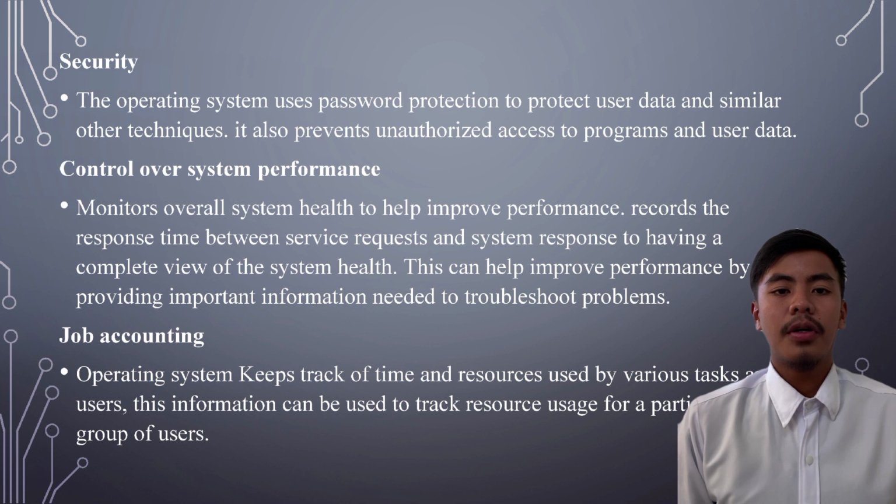Control over system performance. The OS monitors overall system health to improve performance. It records the response time between a service request and system response to have a complete view of the system health. This can help improve performance by providing important information needed to troubleshoot problems. Job accounting. The operating system keeps track of time and resources used by various tasks and users. This information can be used to track resource usage of a particular user or group of users.